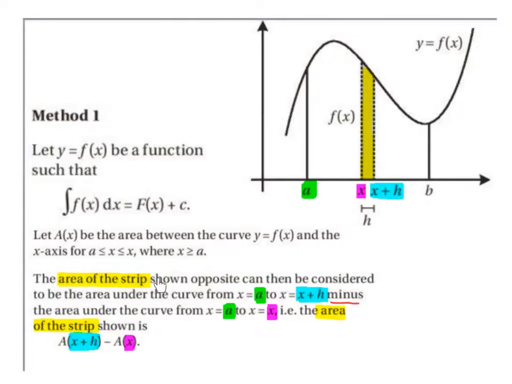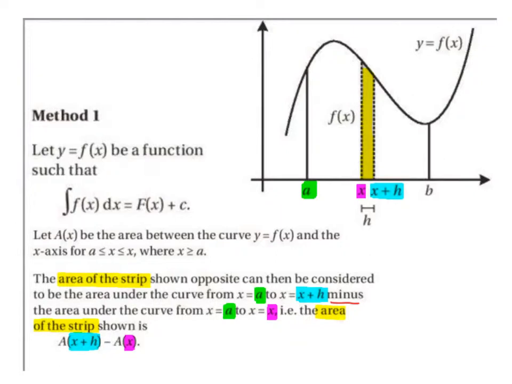The area of the strip shown opposite can then be considered to be the area under the curve from x equals a to x equals x plus h, minus the area under the curve from x equals a to x equals x, i.e. the area of the strip shown is A of x plus h minus A of x. So this is the strip that we're talking about, highlighted here in yellow.